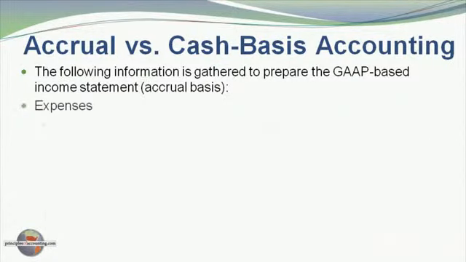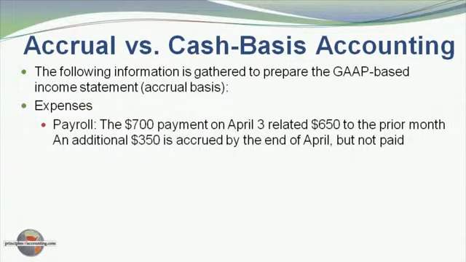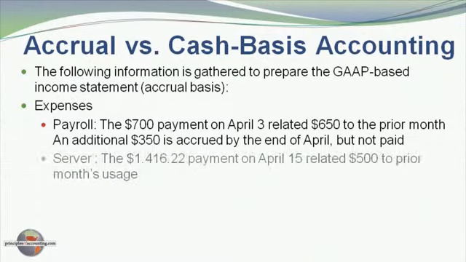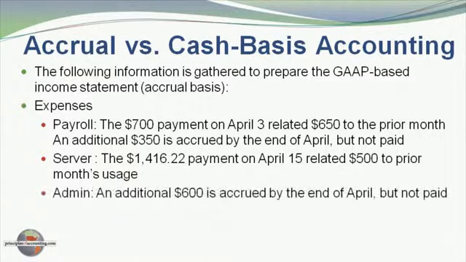Expenses, we have various things to consider. There was a $700 payroll on April 3rd, but $650 of that amount related to the prior month. At the end of the month, there was an additional $350 that was due to our employees. There was a server that was in use, and it required a $1,416 payment on April 15th, but $500 of that related to web traffic for the prior month. And then we had administrative costs that were incurred. There was $600 of accrued costs at the end of the month that had not yet been paid.